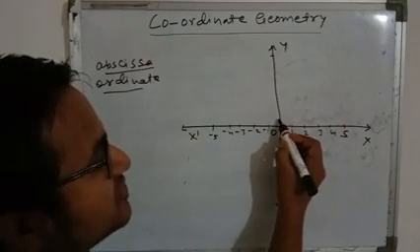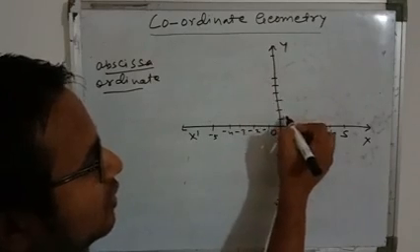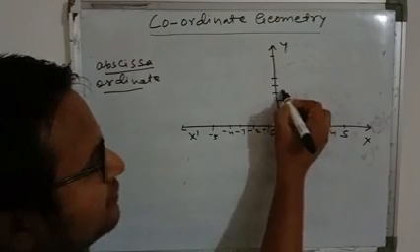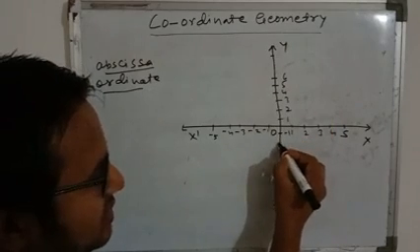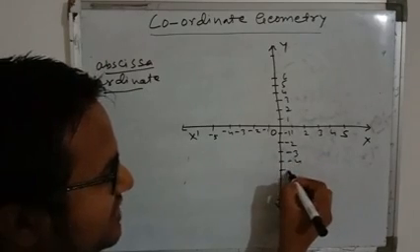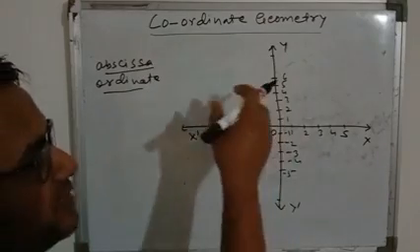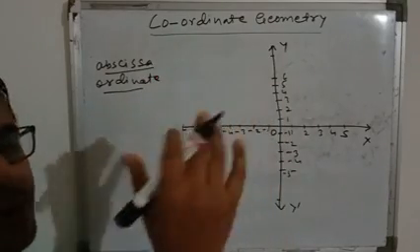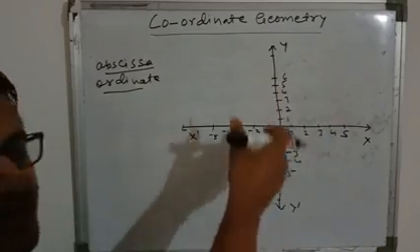If y is positive, then it will go upward: plus 1, 2, 3, 4, 5, 6. And if y is negative, then it will come downward: minus 2, minus 3, minus 4, minus 5, minus 6, in this way. So in this way we have to plot a point on this graph. This is called the graph of coordinate axes.